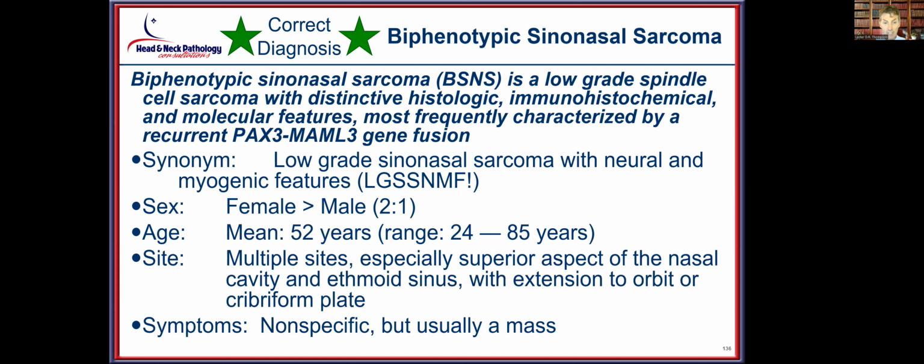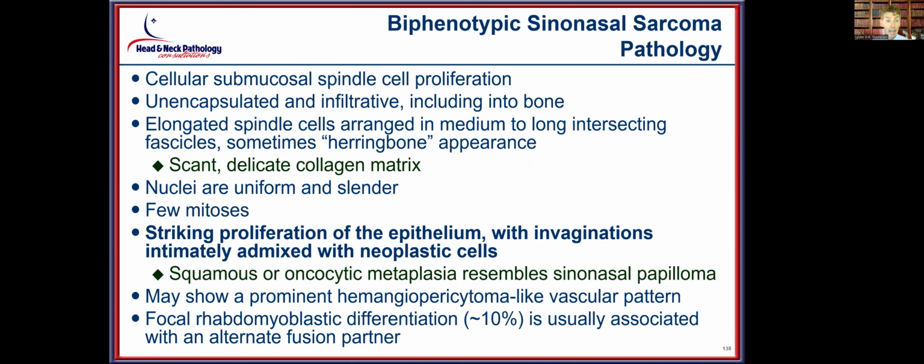You can tell that the previous name was low-grade sinonasal sarcoma with neural and myogenic features, a huge mouthful. So biphenotypic sinonasal sarcoma is the term that has been utilized by the World Health Organization and now is what is used in general. So a cellular submucosal spindle cell proliferation, unencapsulated and infiltrative, usually involving bone as well. These elongated spindle cells are arranged in an intersecting to fascicular or herringbone type appearance with a very limited amount of collagenized stroma. There are usually very few mitoses, and the cells tend to be quite monotonous.